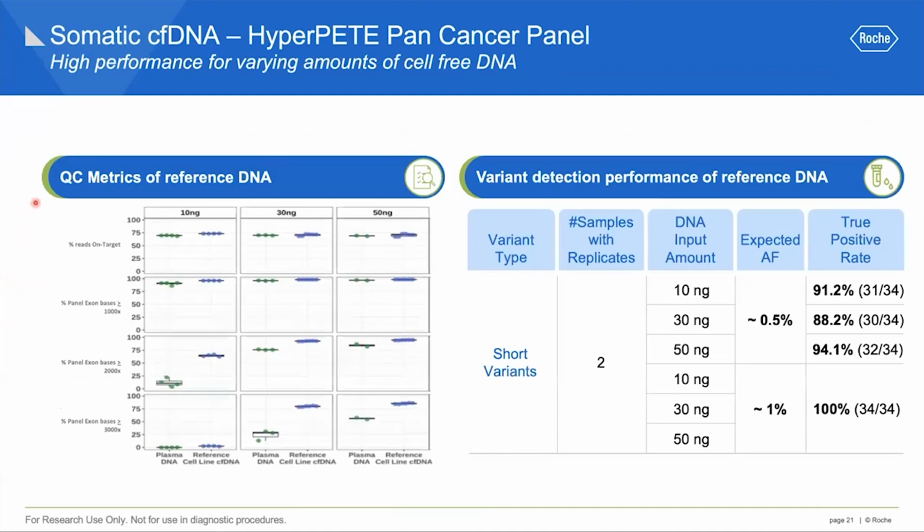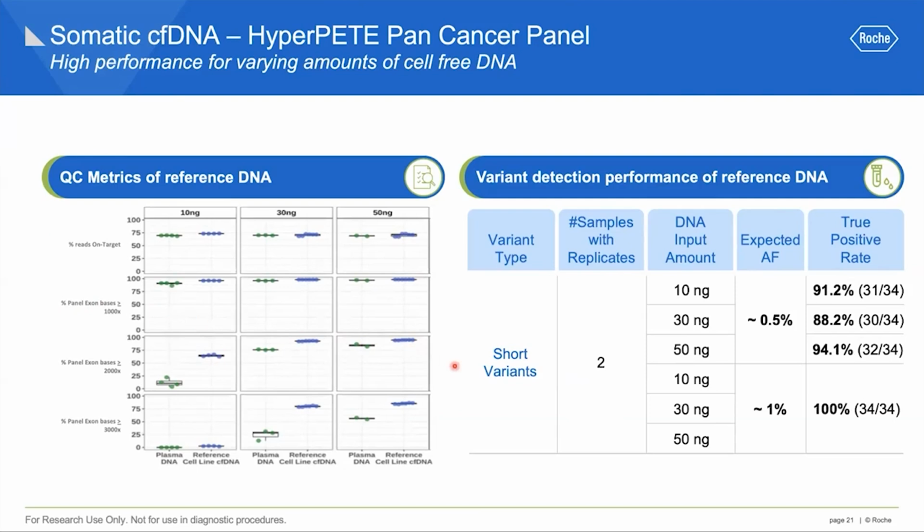So again, here on the left, we have our QC metrics for the reference DNA. On the top, we have the on-target rate, and this is representing 67 to 74% with good performance across all of the input types. The percent panel exon bases greater than 100x was 85% across all sample types. Better performance was observed with higher input amounts and when using cell-free and using cell line DNA as an input.